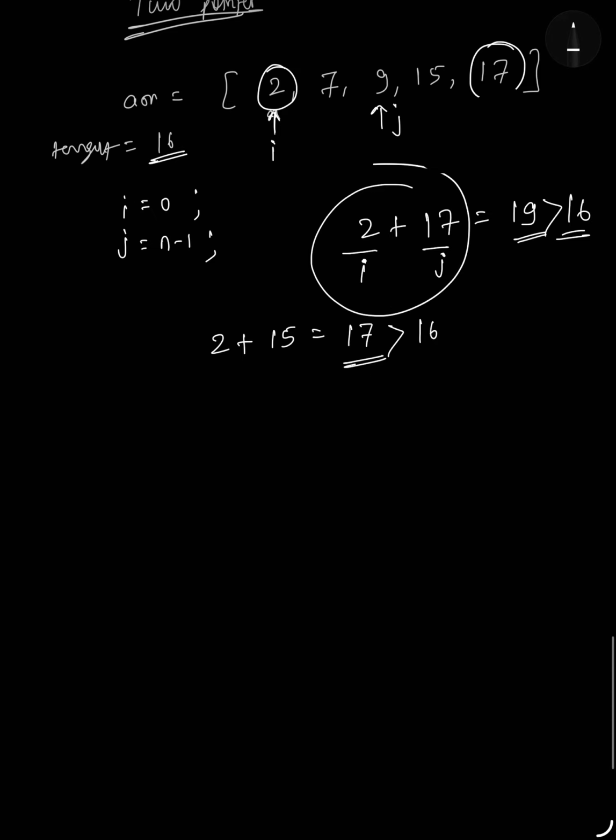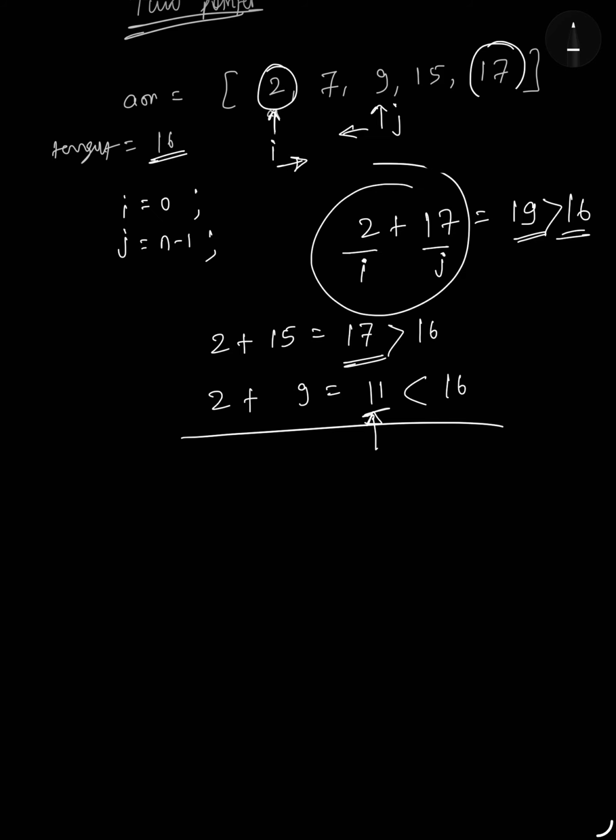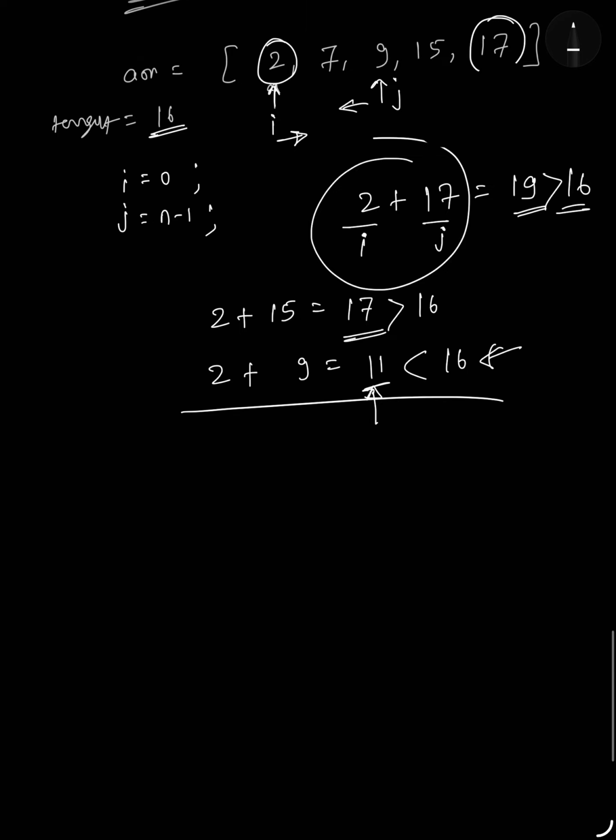Now I will check again whether my current items, 2 plus 9, give me a summation of 11, which, if you see, is lesser than 16. So indeed we cannot move our j position further this way, because that will reduce the value down from 11. That is why we will now move our i pointer towards the right, because we have to increase this value of 11 so that we can reach 16, right? So we have to move ahead by one step, which is here.